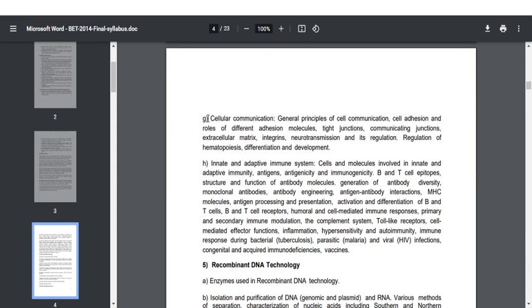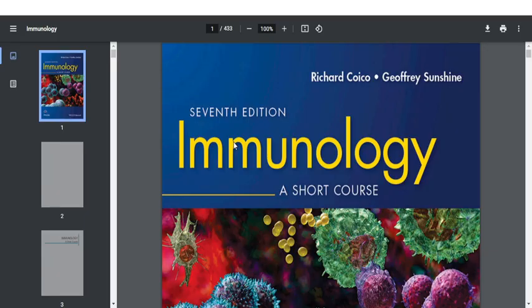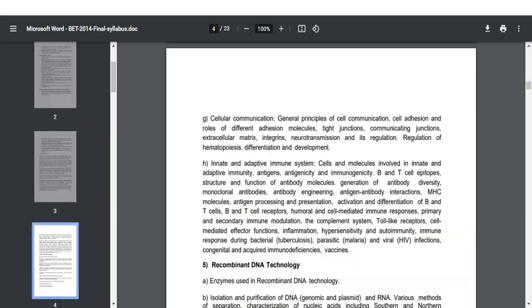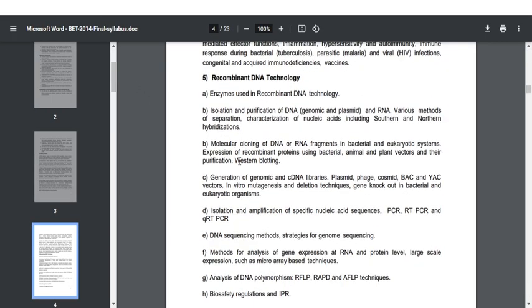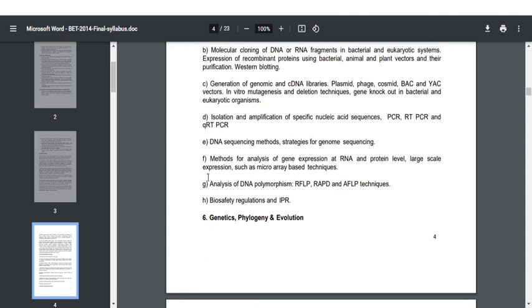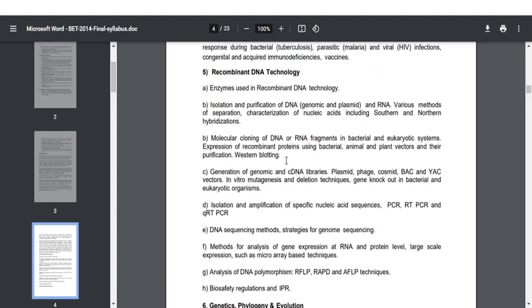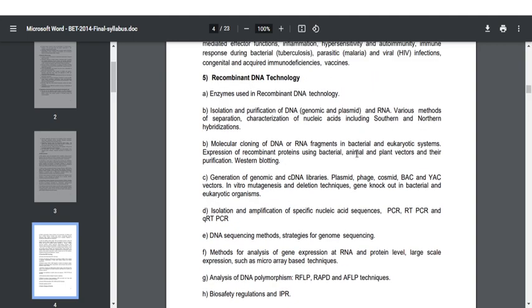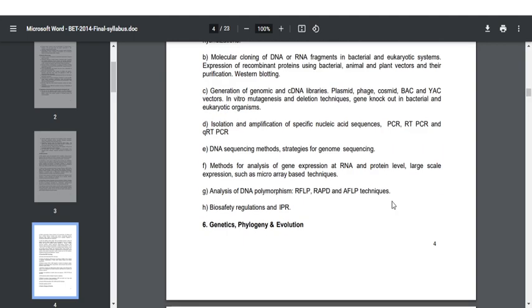Regarding cell communication, again, the most important topic. And the last thing is immunology. For immunology, instead of referring to the QA immunology book, just refer to this particular immunology short course, which is a minimized version of your QA book. Next, recombinant DNA technology. You need to know about the enzymes used in recombinant DNA technology and how you will be analyzing a DNA polymerase. That's sufficient. If you have time, go for studying about vectors and PCR.